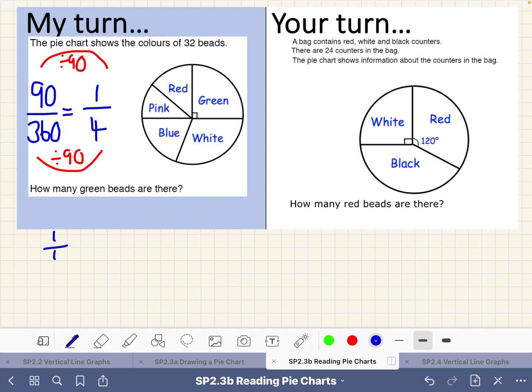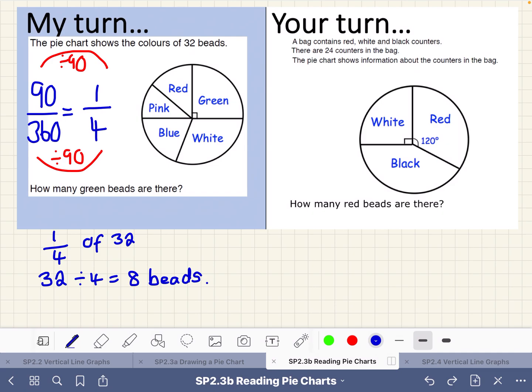So 1/4 of 32. Now this means we are taking 32 and we are dividing it by 4, which gives us a value of 8 beads. If we were unsure about dividing by 4, we could half 32, which would give us 16, and half it again, which would again give us the 8.